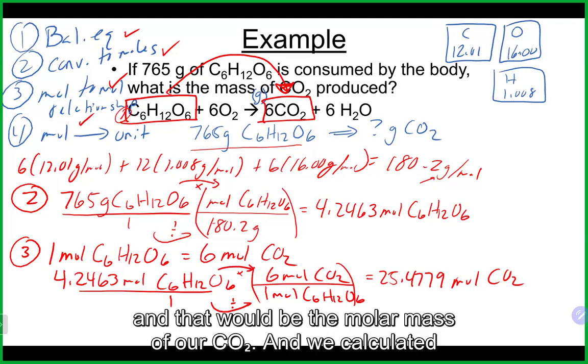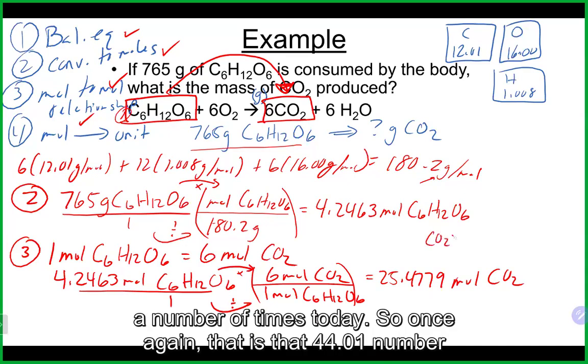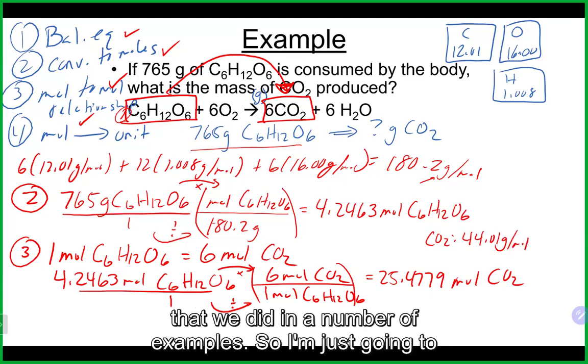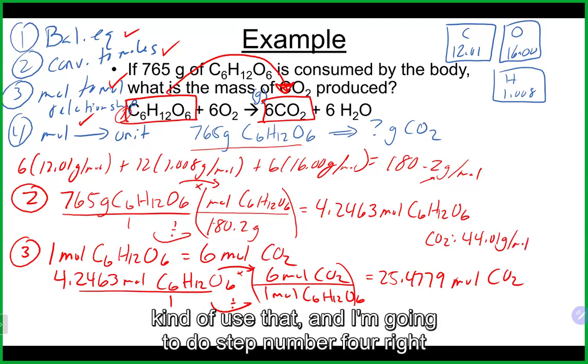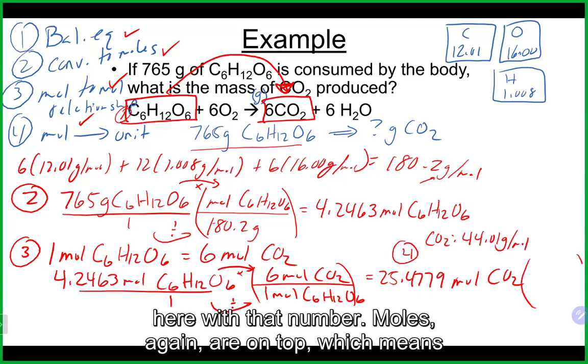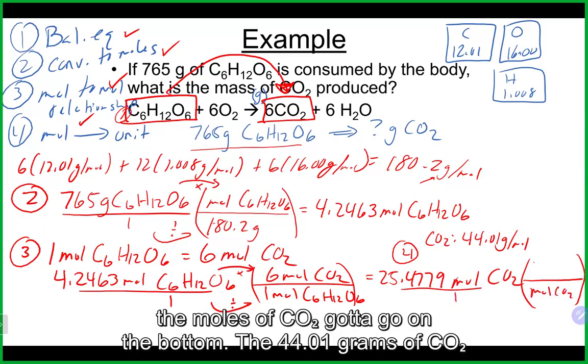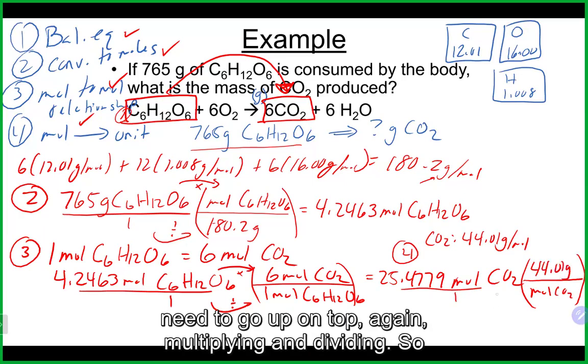And that would be the molar mass of our CO2, and we calculated it a number of times today. So once again, that is that 44.01 number that we did in a number of examples. So I'm just going to use that, and I'm going to do step number 4 right here with that number. Moles again are on top, which means the moles of CO2 got to go on the bottom. The 44.01 grams of CO2 need to go up on top.